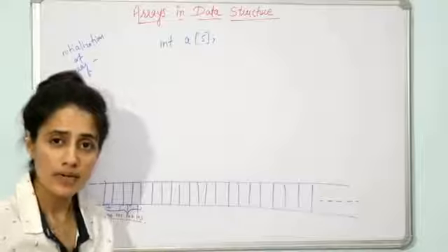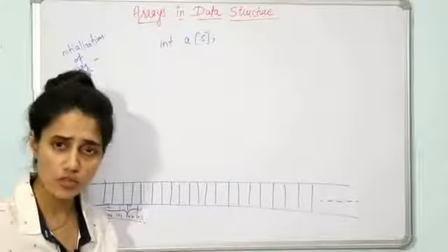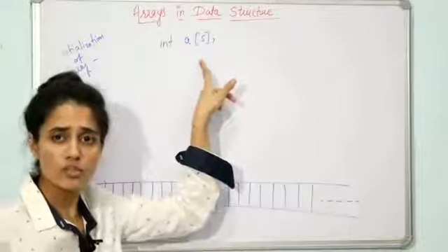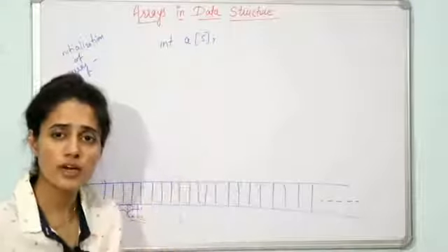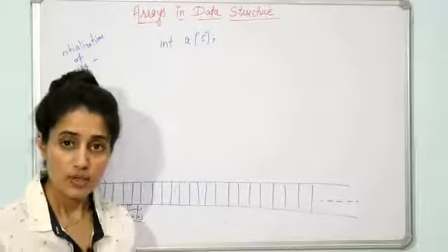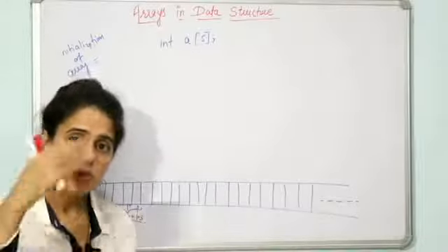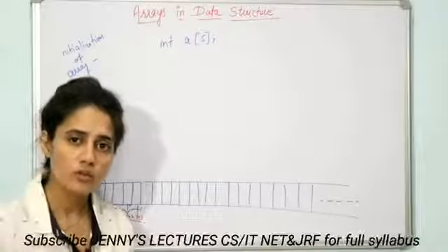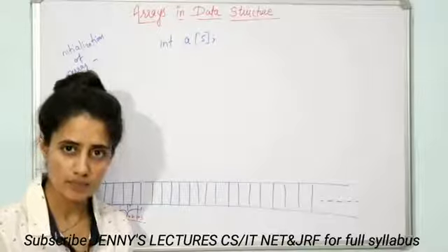Compile time means static initialization. At the time of declaration only, you specify what elements you want in the array. And run time means while executing the program, at run time you can ask the user what the elements of the array are. Fine.